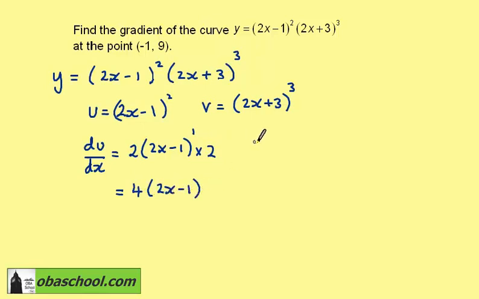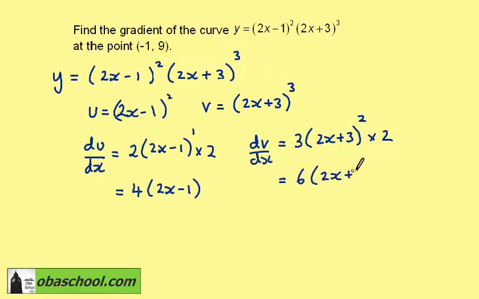We need the chain rule for dv/dx. Differentiate the bracket, and multiply by the differential of the inside function. That gives us 6 times (2x plus 3) all squared.